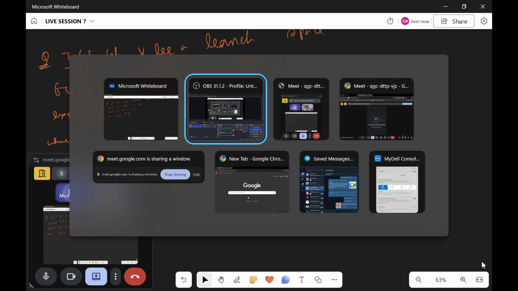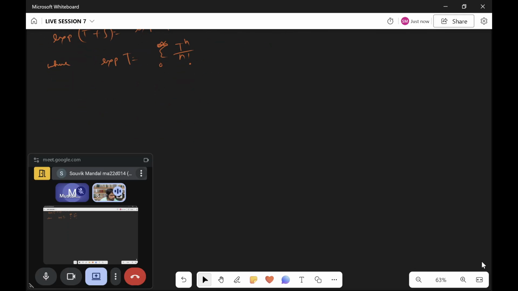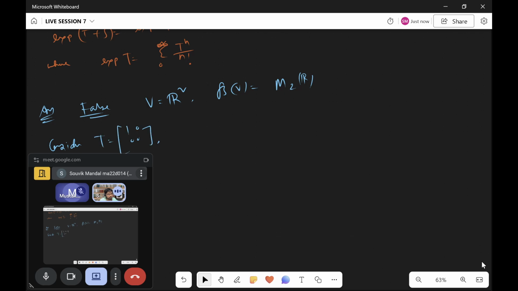Now, of course, such a thing is not true. So the solution is as follows. First of all, it is false. Choose V to be R^2. Then of course B(V) is equal to M_2(R). Consider T equal to [[1,0],[0,0]] and S equal to [[0,1],[0,0]].